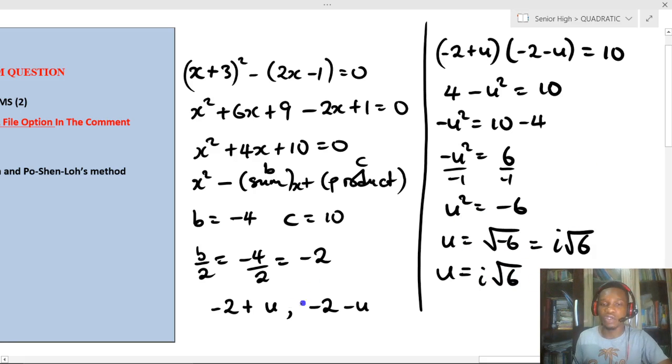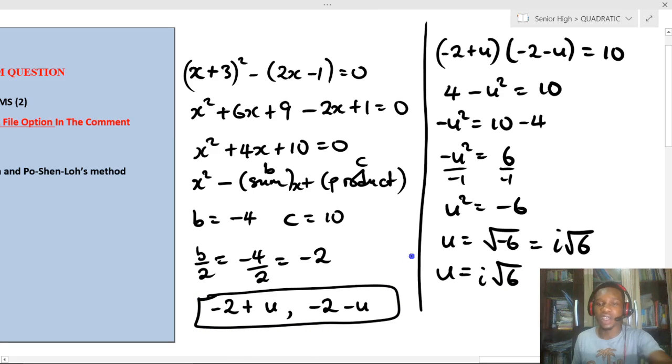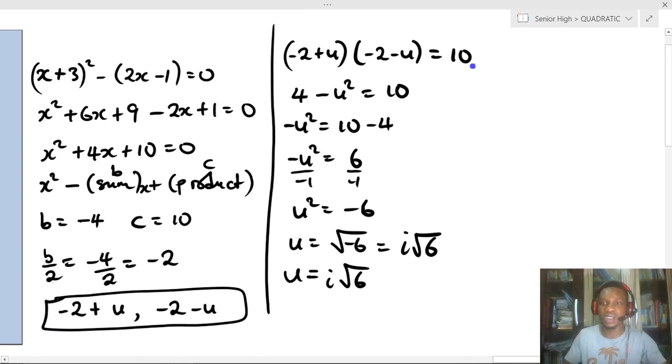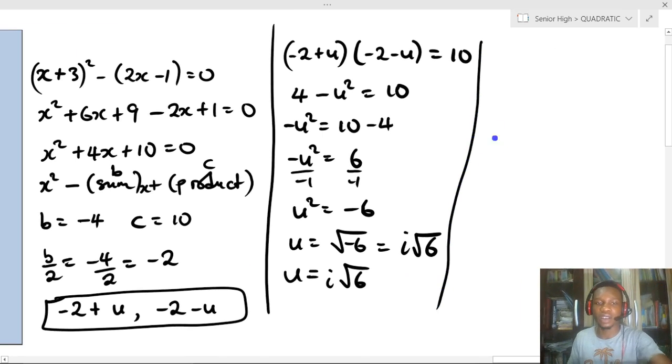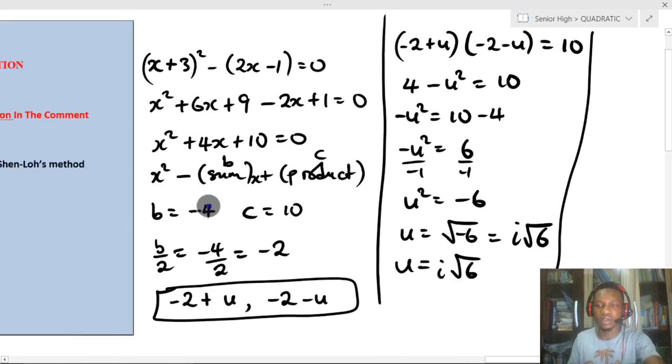Okay, so now that we know our value of u, what do we do? We bring it into this solution that we found here, and that will be what? So let's just move this a bit so I won't go out of everything.